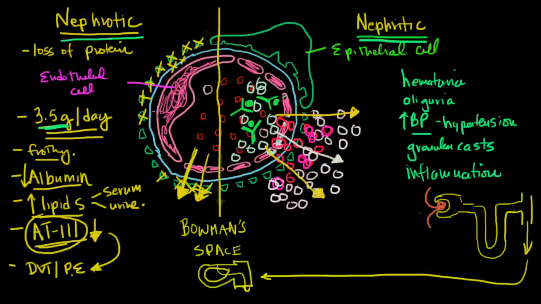Now, just in nephrotic syndrome, where there are primary and secondary diseases which can cause nephrotic syndrome, there are also primary and secondary diseases that can cause nephritic syndrome, and we'll discuss that in upcoming lectures.